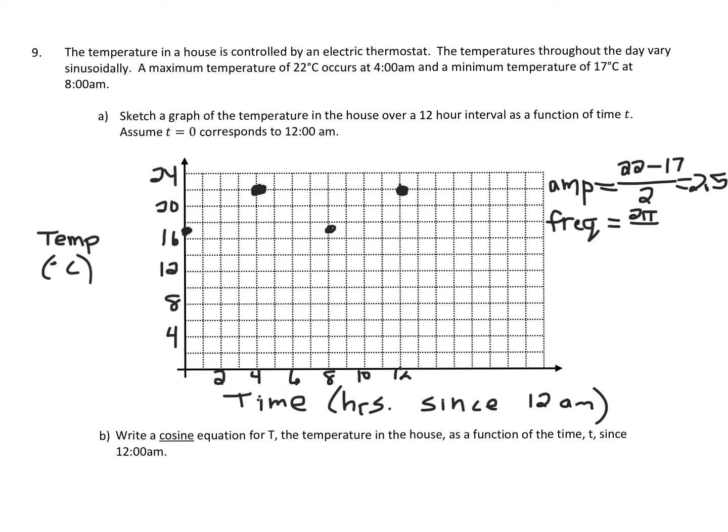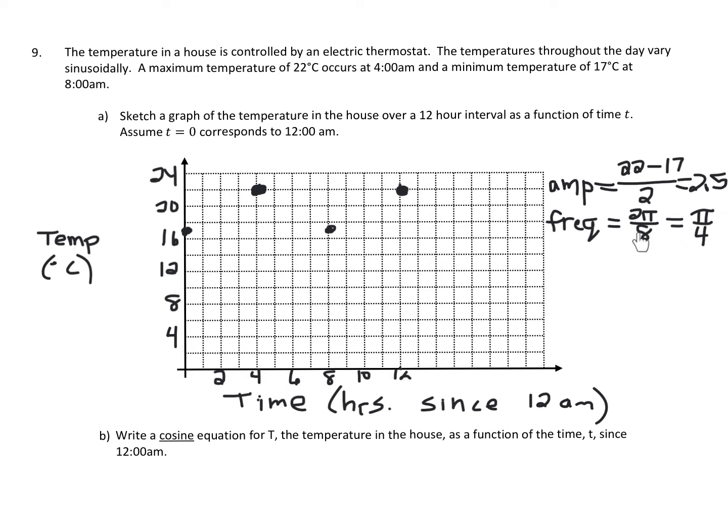You could look at this as a sine curve as well, but because we don't have any points on our midline yet, and that's where a sine curve starts, I'm just looking at it as a cosine curve. Whether it's a sine or a cosine curve, the period is the period. So either way, it takes 8 hours to complete one cycle. All right, so our frequency is going to be pi over 4. Okay, so we know the amplitude is 2.5, the frequency is pi over 4, the period is 8.